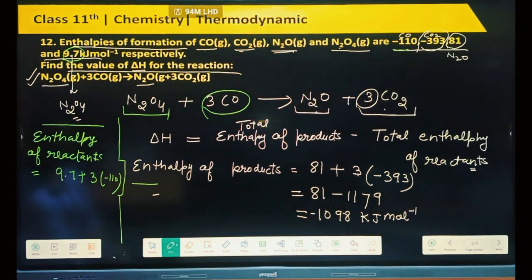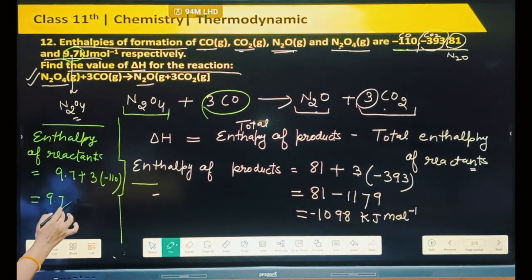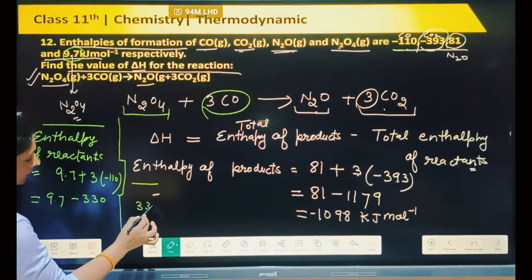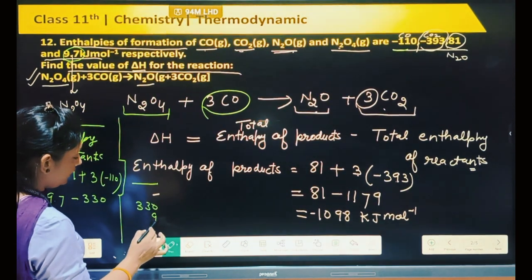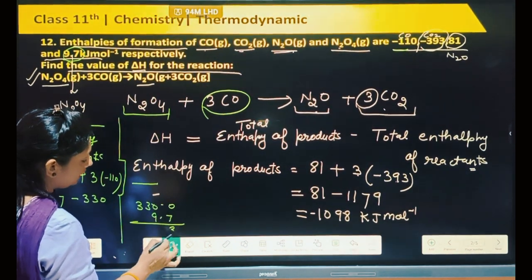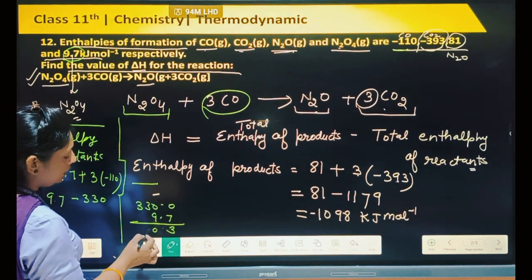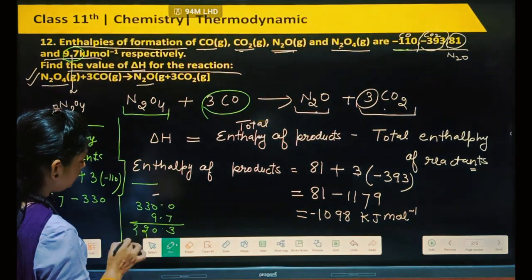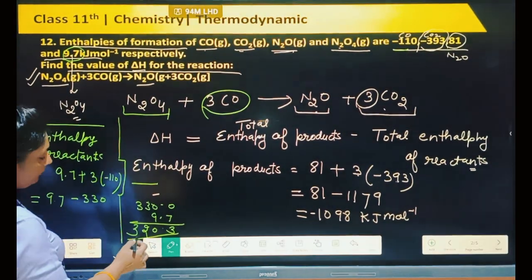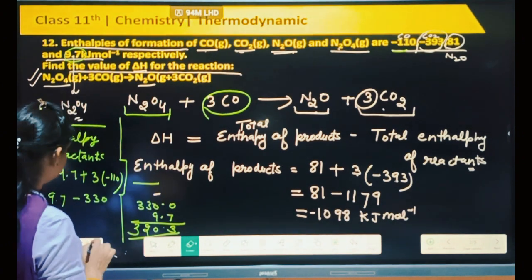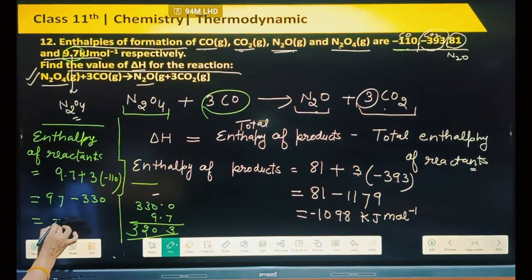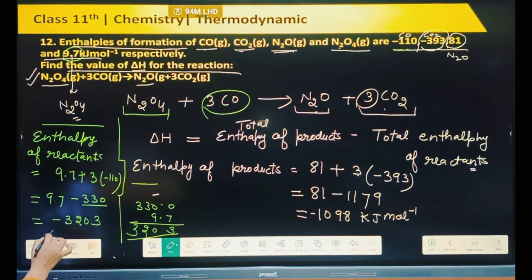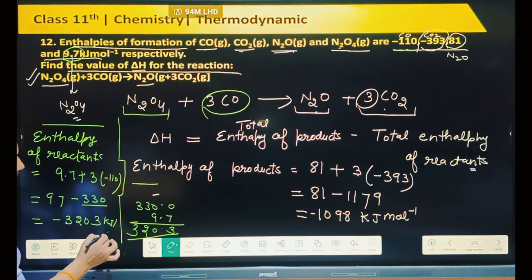Okay students. Then 9.7 minus 330. Then calculate this. 330 minus 9.7 you will get 320.3. It is in minus because this bigger number has a minus sign. Kilojoule per mole.